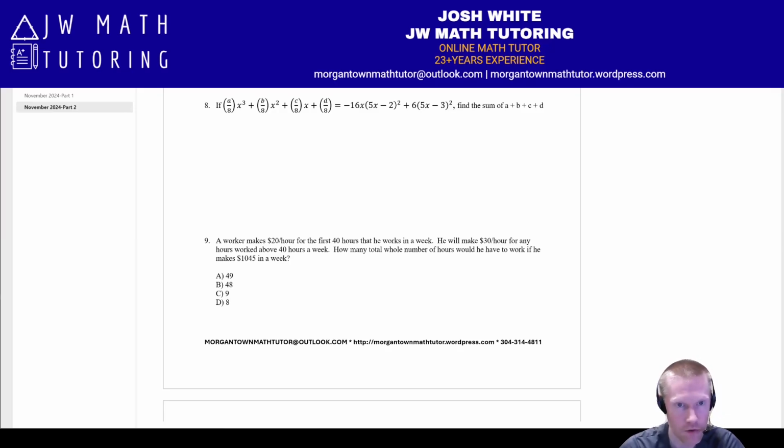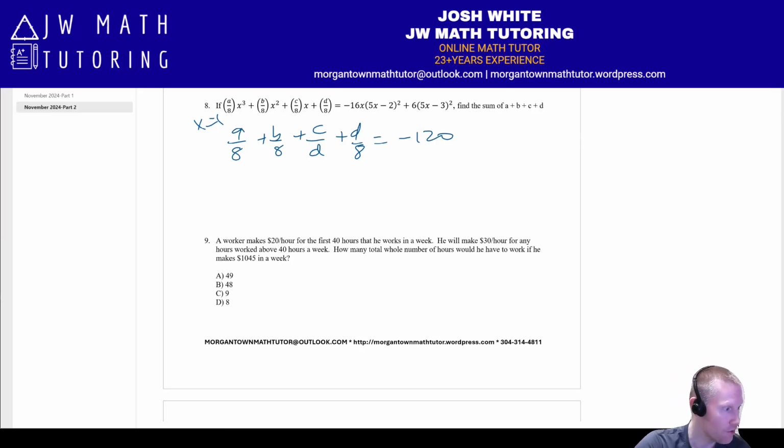Okay. First, what I would do is plug in 1 for x. And if you do that, notice on the left side you get a over 8 plus b over 8 plus c over 8 plus d over 8, because 1 cubed is 1, 1 squared is 1, 1 is just 1, and there's no x on the last term here. So if you let x equal 1, the left side is just a over 8 plus b over 8, c over 8 plus d over 8. On the right side, if you plug in 1 for x, you will get 120.